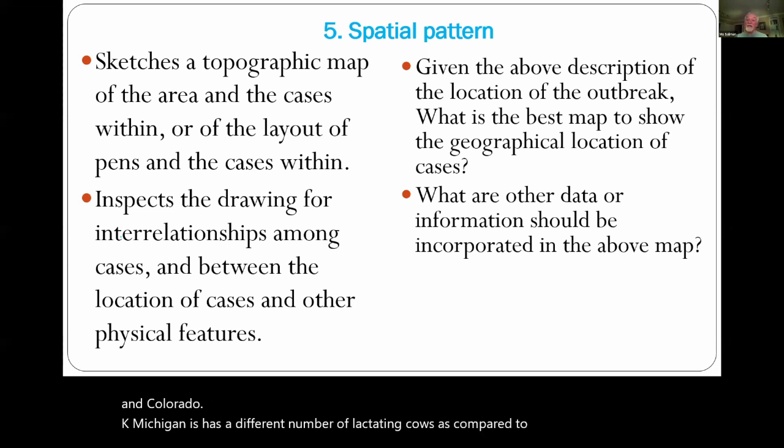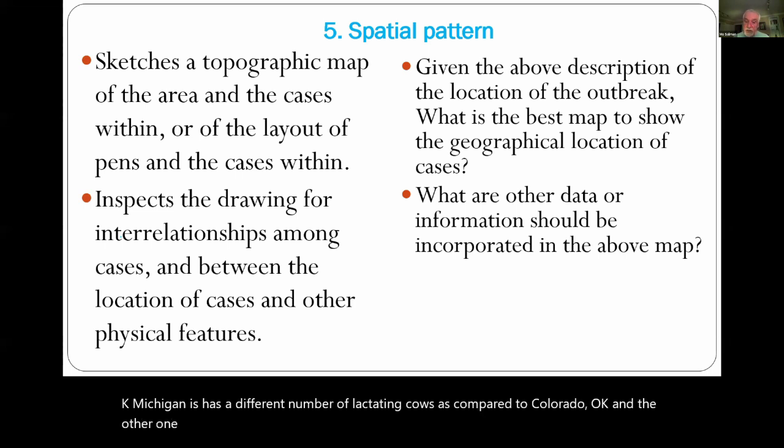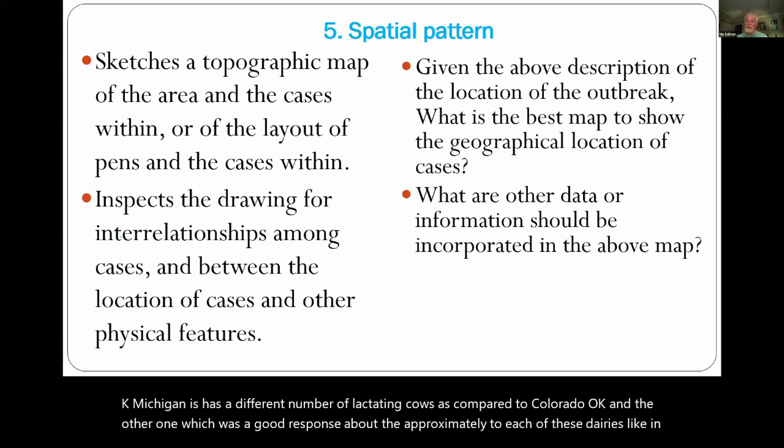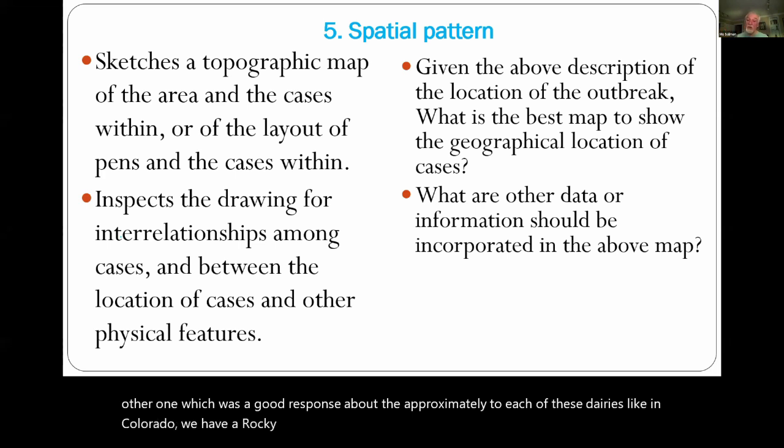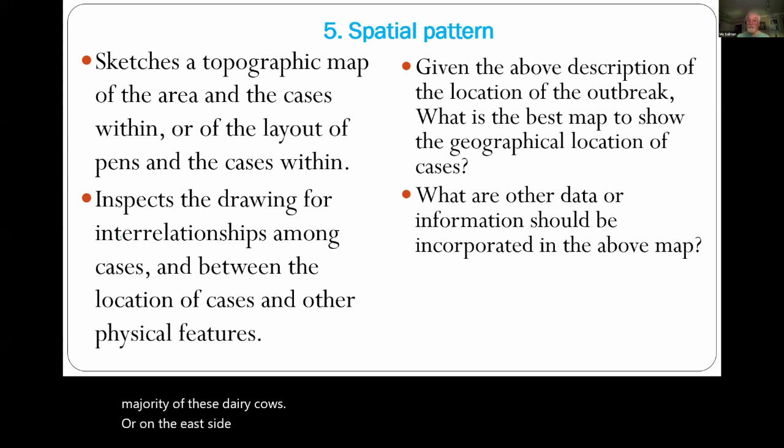Okay, and the other one, which was a good response, was about the proximity to each of these dairies. Like in Colorado, we have the Rocky Mountains chain, which divides the state into west and east. The majority of these dairy cows are on the east side of the mountains, and proximity to them will be very important.